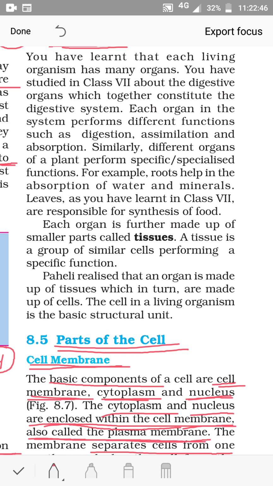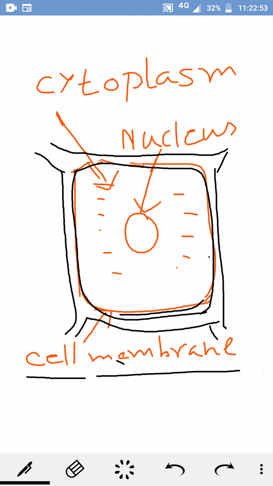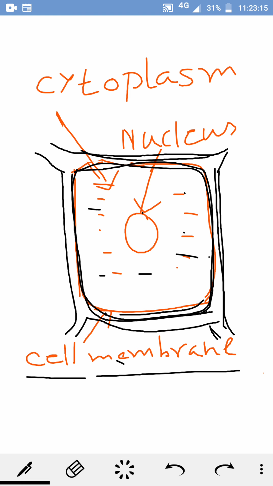The membrane separates. Now, as I showed you here, the cytoplasm is the jelly-like substance present inside the cell. The nucleus is the dark spherical structure, and these are bound by the membrane, called the cell membrane or the plasma membrane. Outside this, only in the plant cell, there is another covering, called the cell wall, in the plant cell.